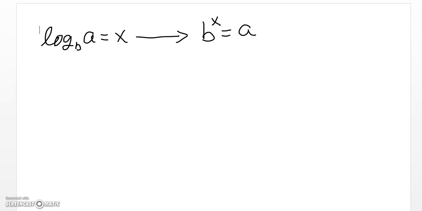In this video, we're solving equations, exponential equations, and logarithmic equations. So first of all, we need to convert from logarithmic form to exponential form.